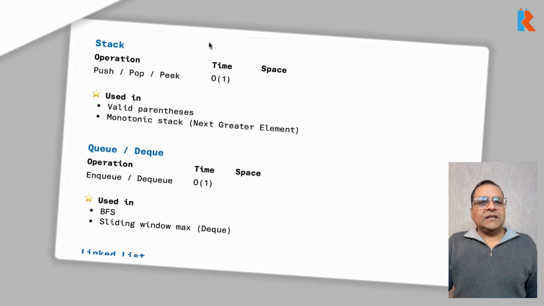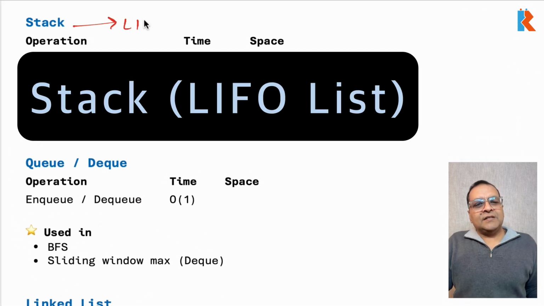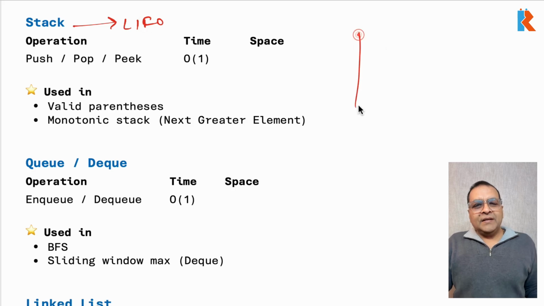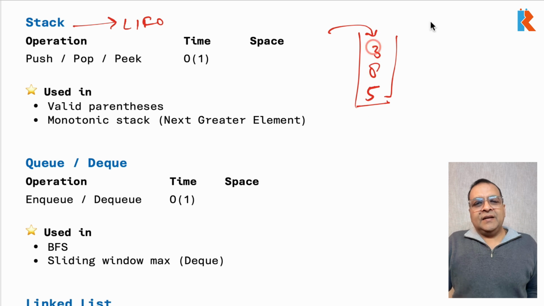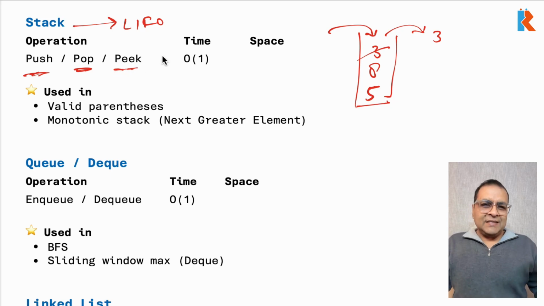The stack data structure is a last in first out data structure where elements are deleted in the opposite order of their insertion. So if we are first pushing 5, then 8, then 3, then the element that will be popped first will be 3. So first 3 will be popped, then 8 will be popped, then 5 will be popped. Pop refers to the delete operation, push refers to the insert operation, and peek is an operation where we are accessing the topmost element of the stack without actually deleting it.